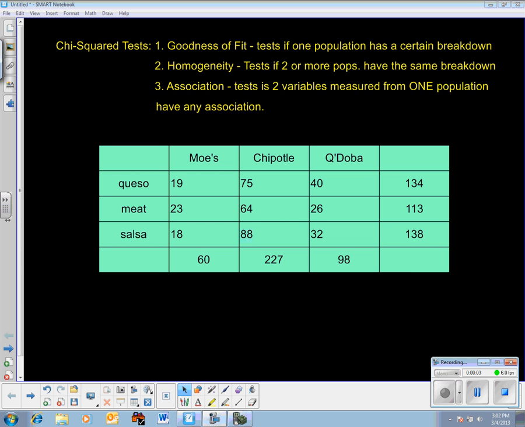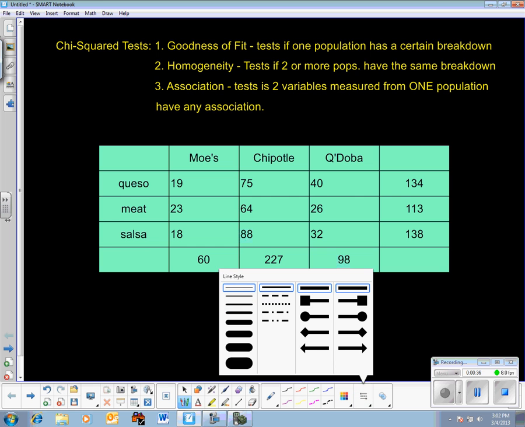Today we are going to be talking about the third and final chi-square test. We've talked about goodness of fit, where we test the breakdown of one population against a claim. And we've talked about chi-squared for homogeneity, where we test to see if two or more separate populations have the same breakdowns. The third one is a test for association. This is one population where each person that we sample we put into two categories. So that is what we are testing today.